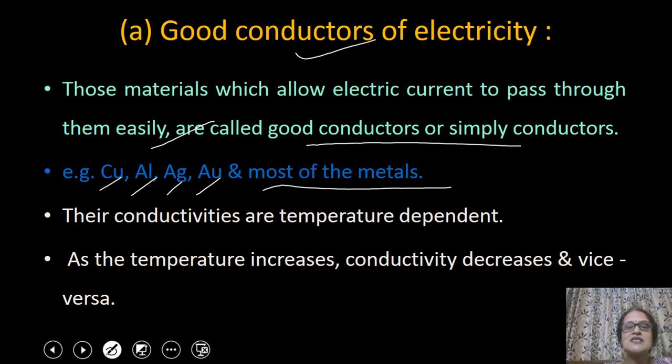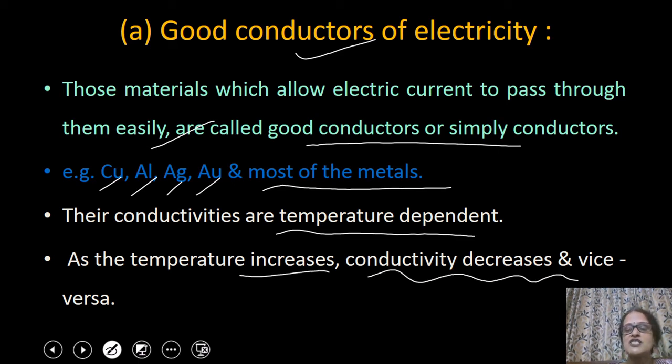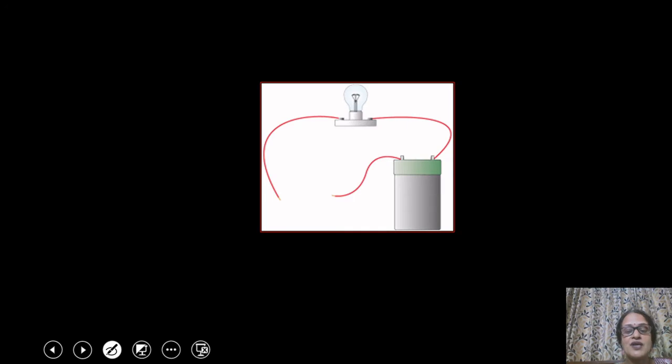Most of the metals are good conductors of electricity, and their conductivities are temperature dependent. As the temperature increases, the conductivity of these metals decreases and vice versa. I hope this point is clear to you. Now, how can we test whether a substance is a conductor or not? We can test the conductivity of a substance with the help of a tester.